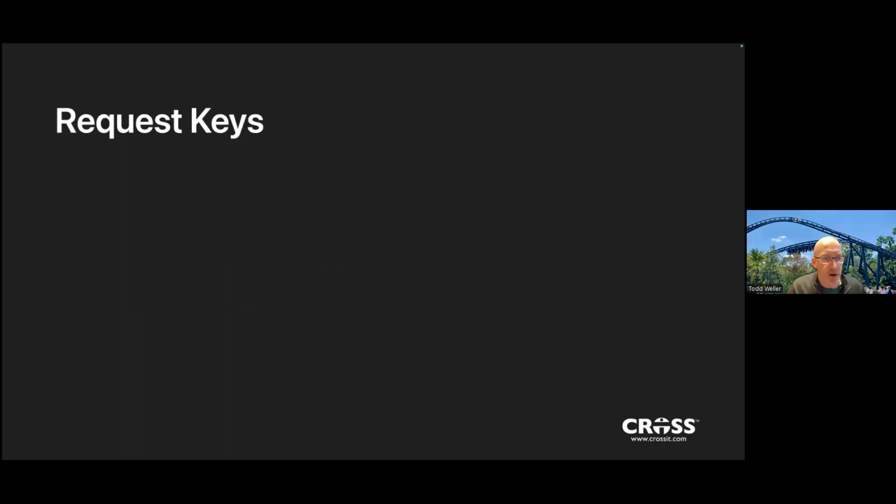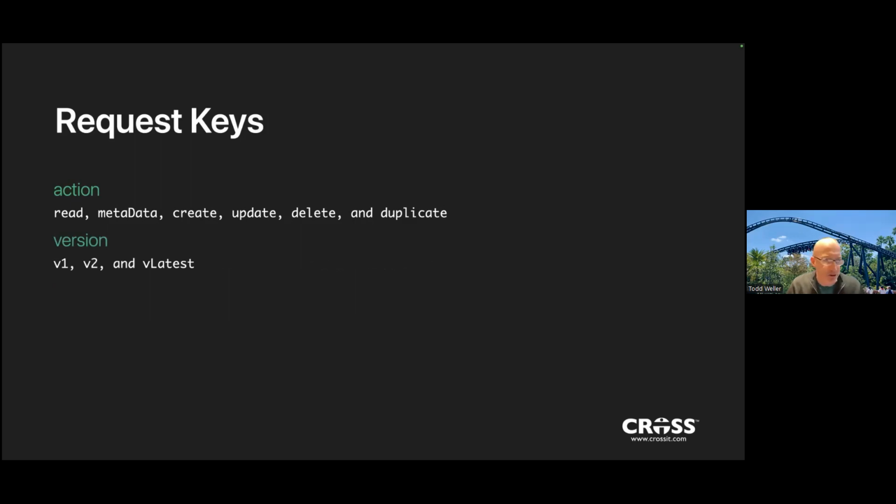All right, so for our request keys, you have your action again, which there's the six there: read, metadata, create, update, delete, and duplicate. There is a version, which is V1, V2, and vLatest. Currently, there are just the two. And what those do is the behavior changes based on your layout.